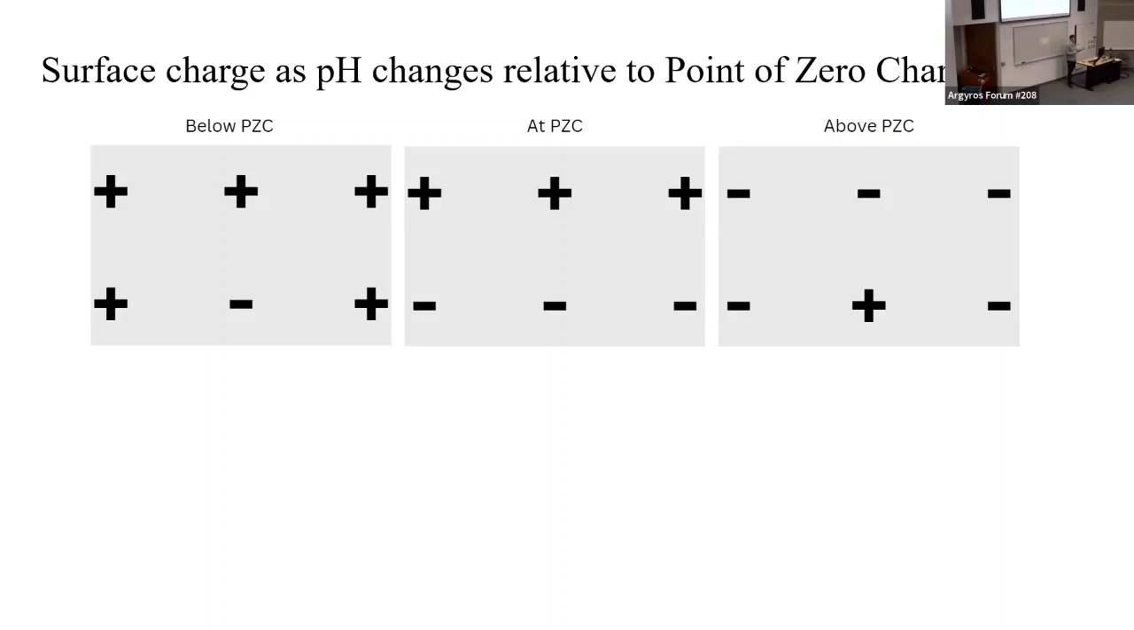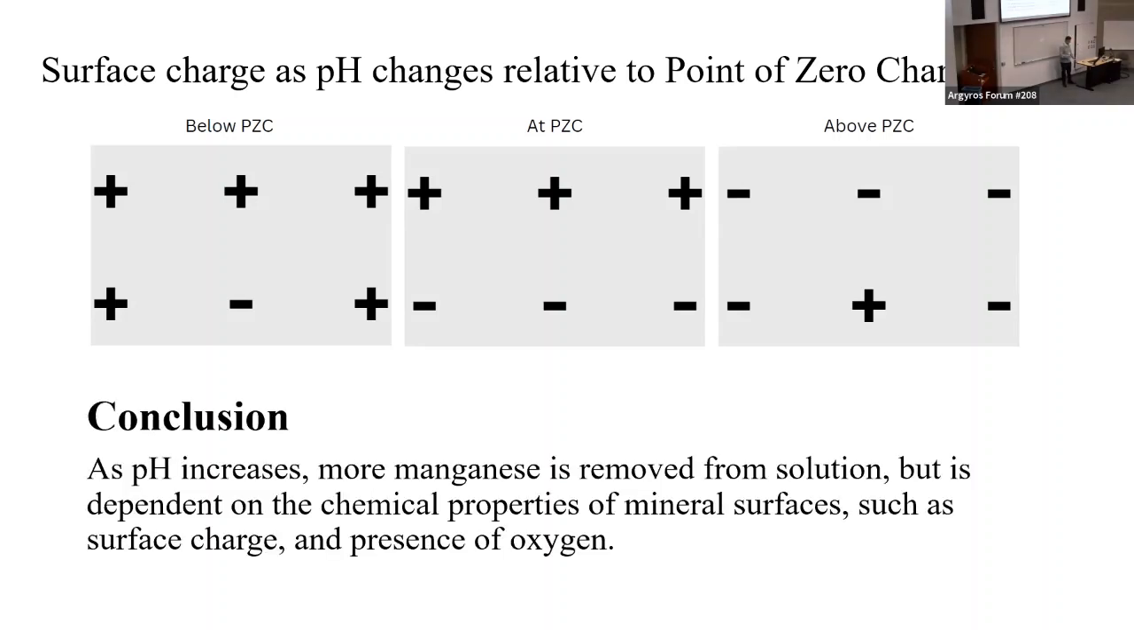And because manganese is a positive ion, as we increase in pH, there are more electrostatic interactions happening between the manganese ions and the mineral surface. So in conclusion, as pH increases, more manganese is removed from solution, but it is also dependent on the chemical properties such as point of zero charge, surface area, and surface charge, as well as the presence of oxygen.